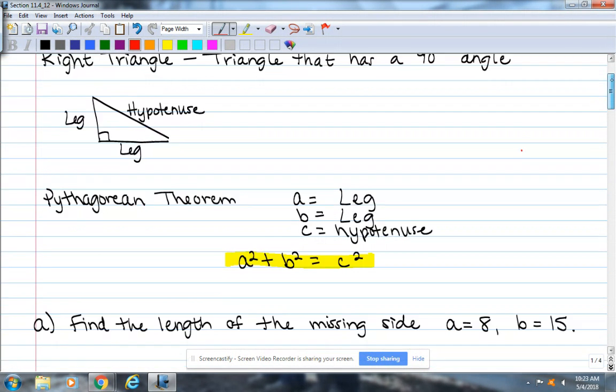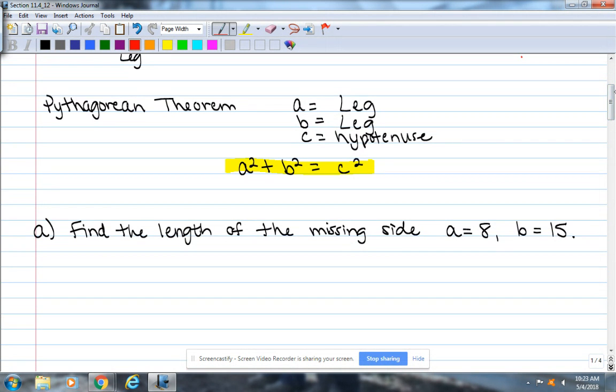So what we're going to do to start with is we are going to be given a right triangle and 2 of the lengths of the sides, and we have to find the missing side using the Pythagorean theorem, A squared plus B squared equals C squared. So it's basically plugging in and solving an equation. We're going to start with just writing A squared plus B squared equals C squared.